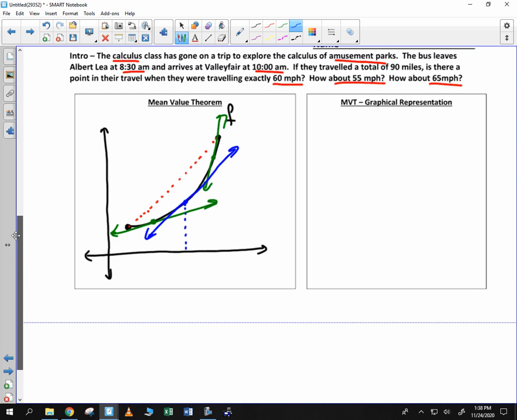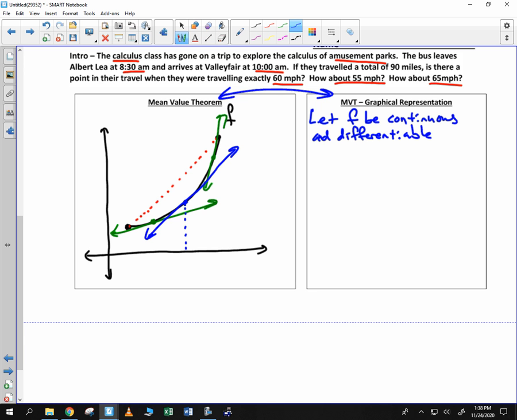And so the mean value theorem says this. Sorry, I actually mixed these two up, graphical, and then we'll say let f be continuous and differentiable. So differentiable and continuous means it's nice behaving. Doesn't have any corners, doesn't have any jumps in it. Very nice, gentle curve. Okay, let f be continuous and differentiable over the interval [a, b]. Okay, so we have a here, and we have b here.